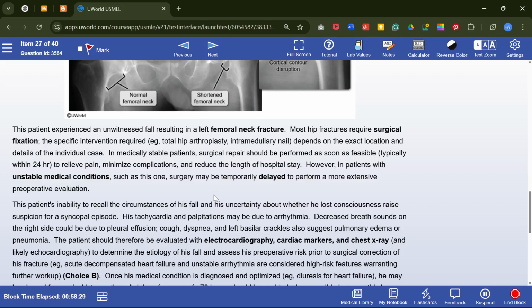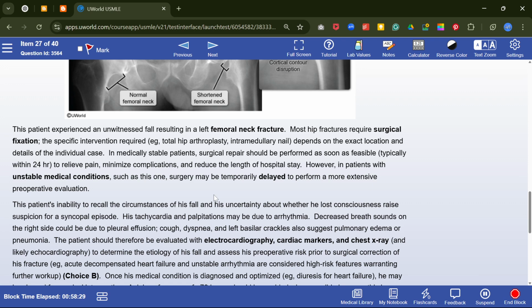The patient should therefore be evaluated with ECG, cardiac markers, and chest X-ray to determine the etiology of his fall and assess the preoperative risk prior to surgical correction of this fracture.